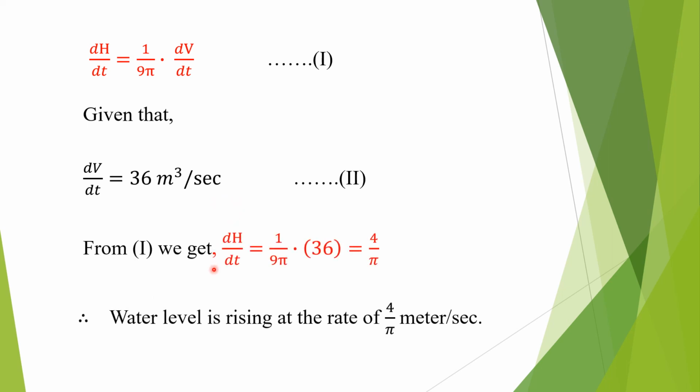From equation 1, we have to find dh by dt. dh by dt equal to 1 divided by 9 pi. Put the value of dv by dt, which is 36 meter cube per second. 36 divided by 9 is 4. Therefore, it equals 4 divided by pi. Therefore, the water level is rising at the rate of 4 divided by pi meter per second.